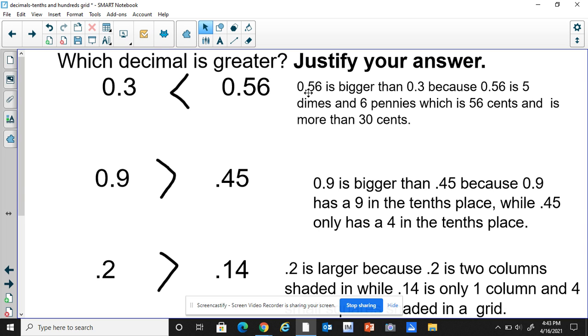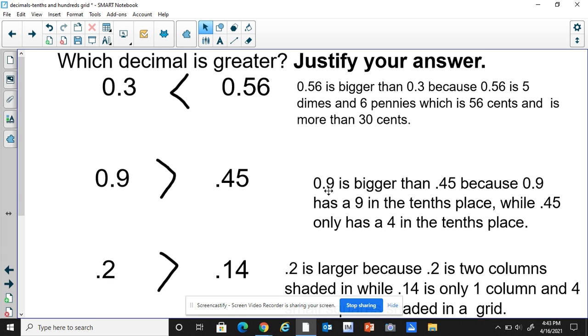So let's look at our justifications here. 56 hundredths is bigger than 3 tenths because 56 hundredths is 5 dimes and 6 pennies, which is 56 cents, and is more than 30 cents. Because remember that this is 3 dimes. A lot of students get confused and think this is 3 pennies, but it's sitting in that tenths place, not the hundredths place. The hundredths place is the pennies.